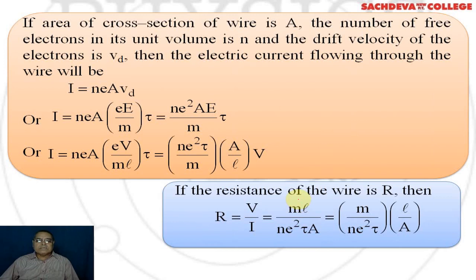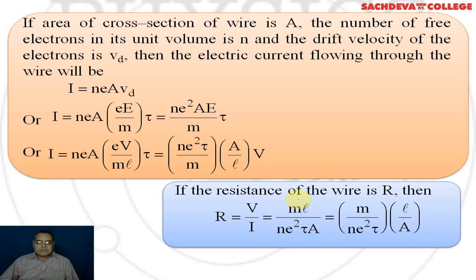If the cross section of the wire is A, the number of free electrons per unit volume is n, and the drift velocity of the electrons is Vd, then the electric current flowing through the wire will be I = neAVd, where A is the area of cross section, n is the number of conduction electrons per unit volume, and Vd is the drift velocity. Substituting the value of drift velocity, which is eE over m multiplied by tau, we find that I = ne²τ over m into A over L into voltage V.